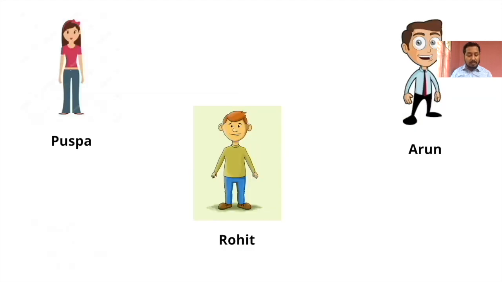Opposite of abstract is concrete. That means instead of generalizing, when we point out a particular object, it is called concrete. For example, if we point out a particular boy, Rohit, then Rohit is concrete, but boy is abstract. If we point out a particular girl, Puspa, then Puspa is concrete, but girl is abstract. If we point out a particular man, Arun, then Arun is concrete, but man is abstract.